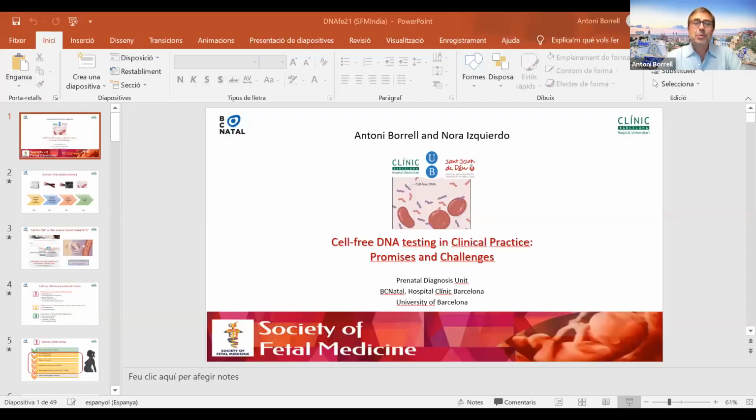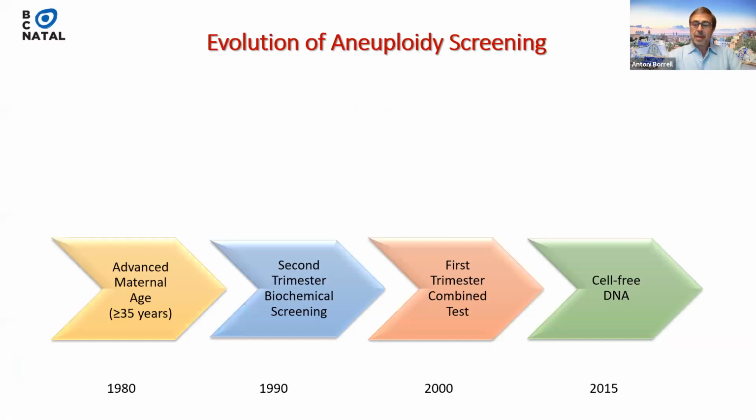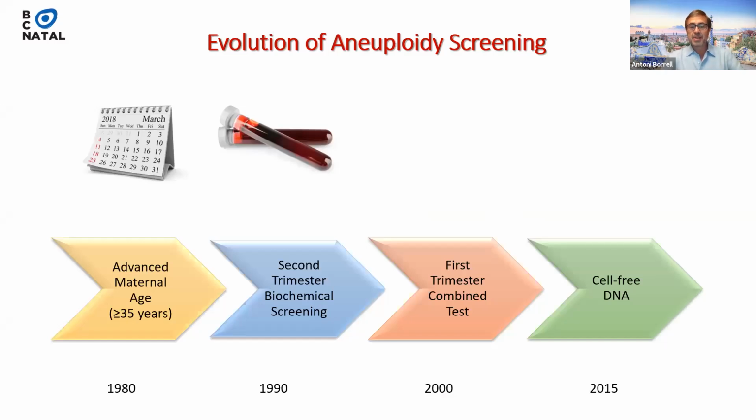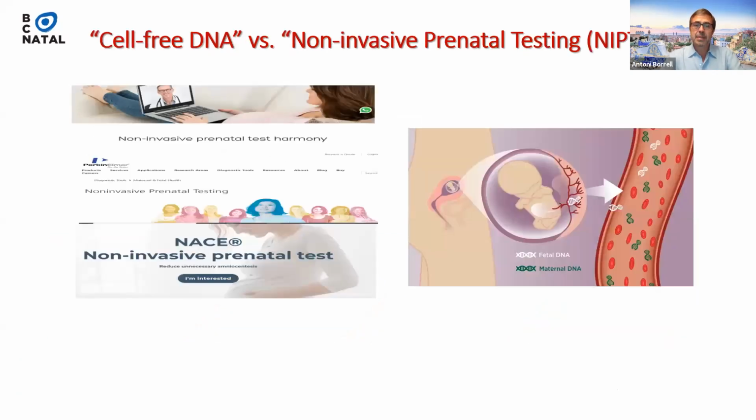Thank you very much for this nice introduction, which is a little bit exaggerated, as you will see. I will deal with this topic, cell-free DNA testing in clinical practice, promises and challenges. I'm just starting to remind that aneuploidy screening started in the 70s or 80s, just asking women how old they were. It evolved to the second trimester biochemical screening in the 90s, to the first trimester combined test in 2000. And in the last decade, cell-free DNA testing has been introduced into clinical practice.